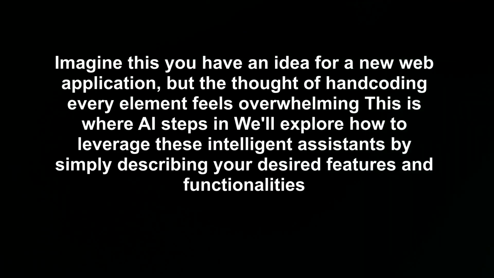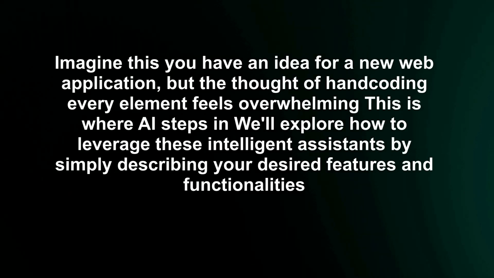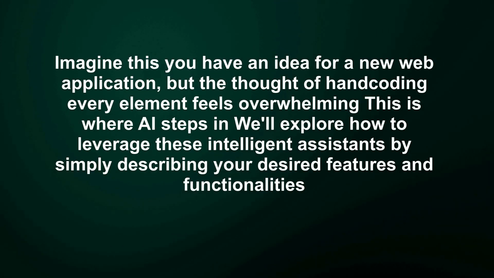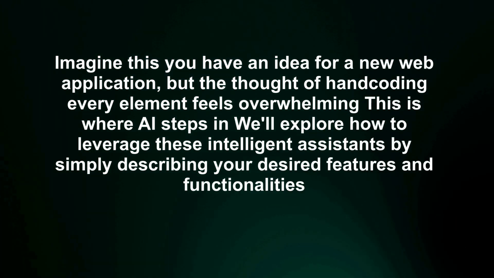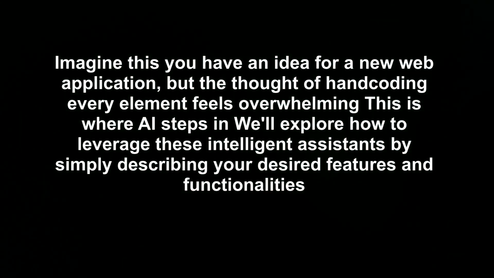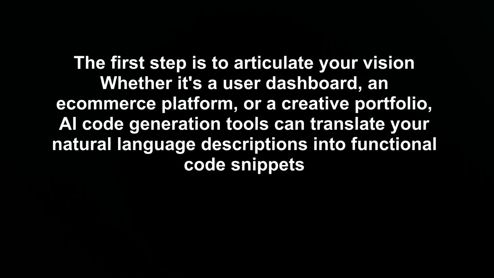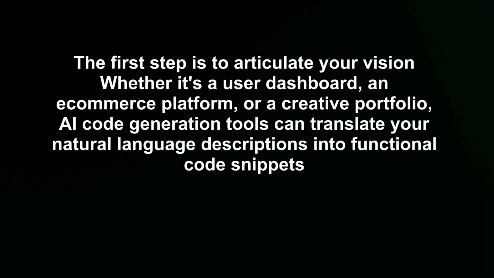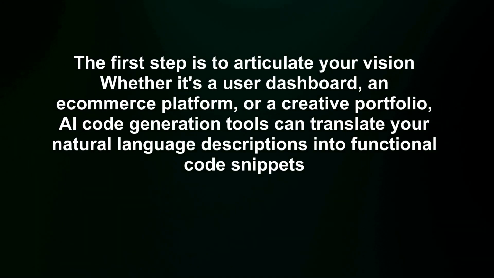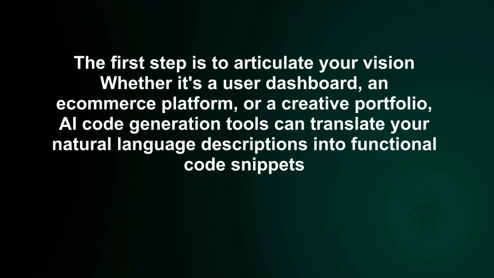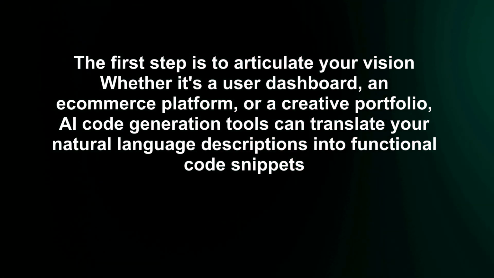Imagine this: you have an idea for a new web application, but the thought of hand-coding every element feels overwhelming. This is where AI steps in. We'll explore how to leverage these intelligent assistants by simply describing your desired features and functionalities. The first step is to articulate your vision, whether it's a user dashboard, an e-commerce platform, or a creative portfolio. AI code generation tools can translate your natural language descriptions into functional code snippets.